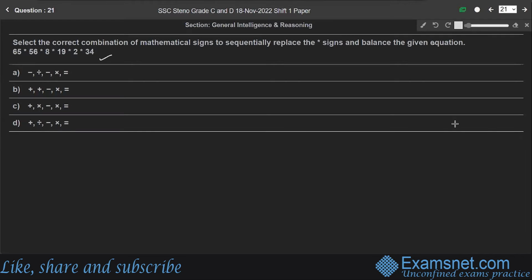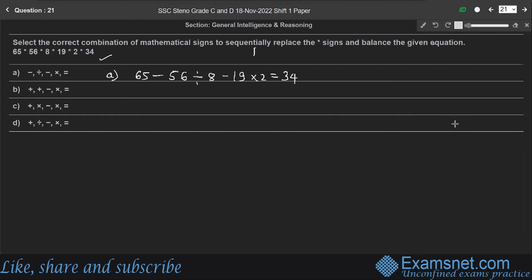Question 21. Select the correct combination of mathematical signs to sequentially replace the asterisk signs and balance the given equation. Let us go for option A and check. The given equation becomes 65 asterisk 56. The first asterisk should be replaced with minus: 65 minus 56 divided by 8 minus 19 into 2 should be equal to 34.